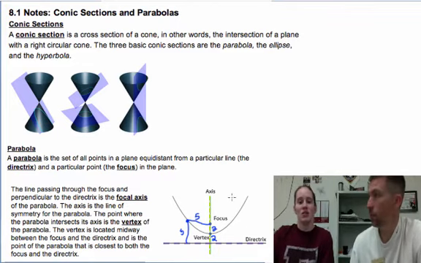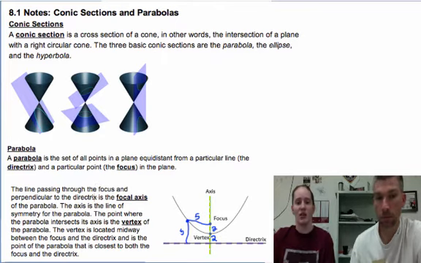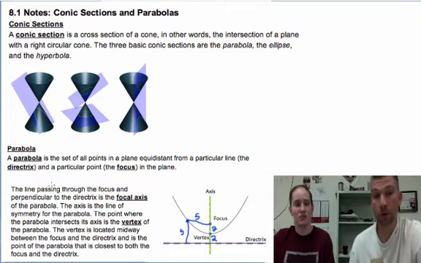Very cool. Yes. And that different stuff is all in there. So the axis of symmetry here is called the focal axis because it runs through the focus. So let's look some more.